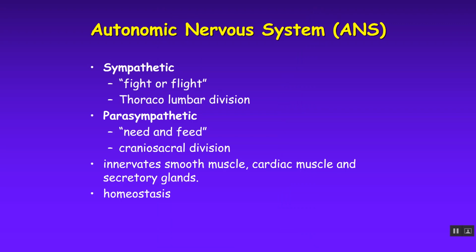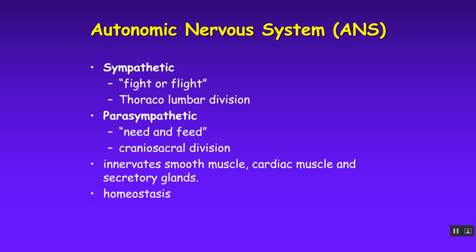Autonomic nervous system. If you remember the autonomic nervous system from physiology, you've got your sympathetic and parasympathetic divisions. Sympathetic is that fight or flight system. It tends to ramp things up, ramp metabolism up, ramp activity up. It's also considered the thoracolumbar division of the autonomic nervous system, because the nerves that drive the sympathetic system come out of the thoracolumbar area of your spinal cord, using those spinal nerves.